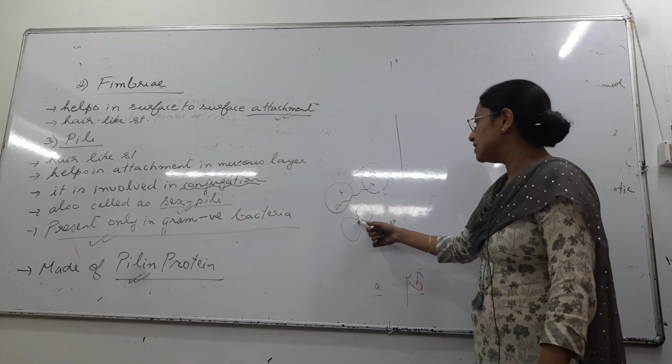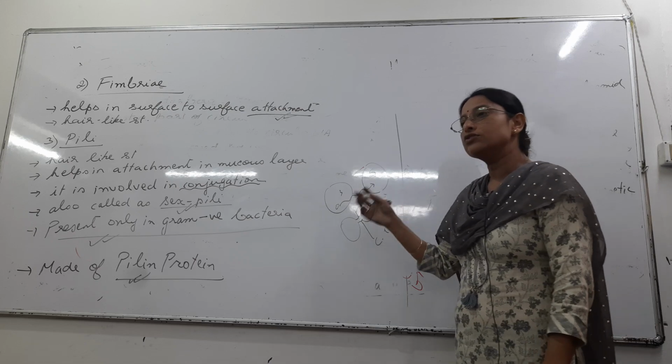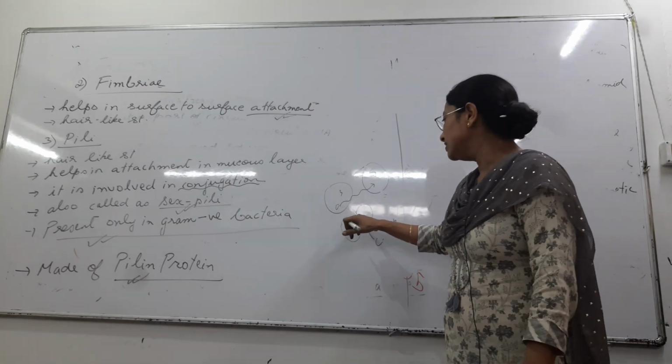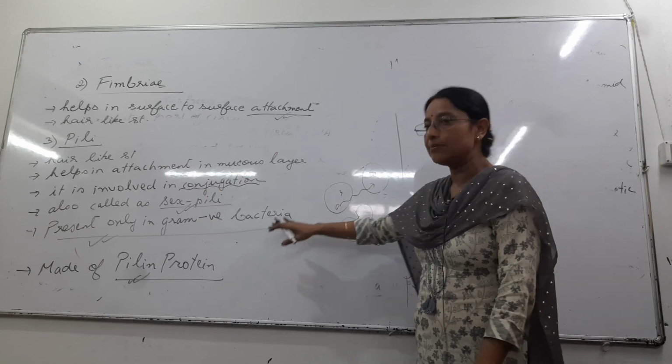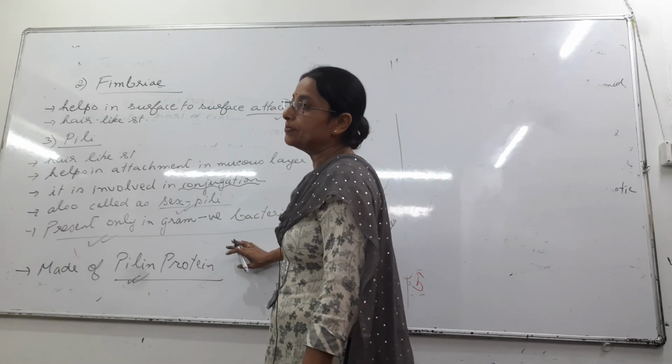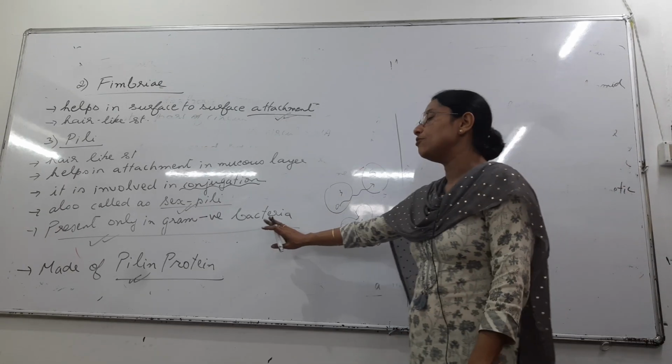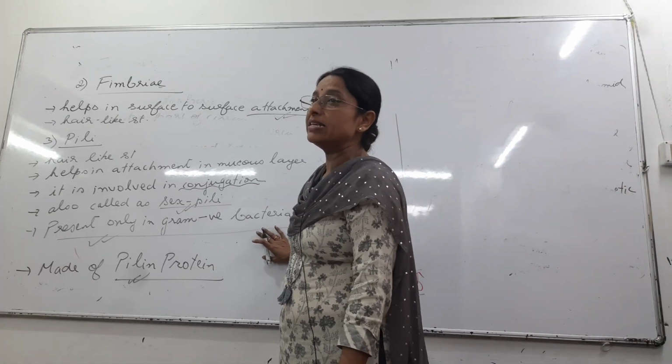So since it helps in the process of conjugation, conjugation is a type of sexual reproduction in bacteria. Who helps in forming this bridge or the conjugation tube? It is the pili, and so the pili is called as sex pili. Next, this hair-like structure is found in which type of bacteria? Bacteria on the basis of staining.